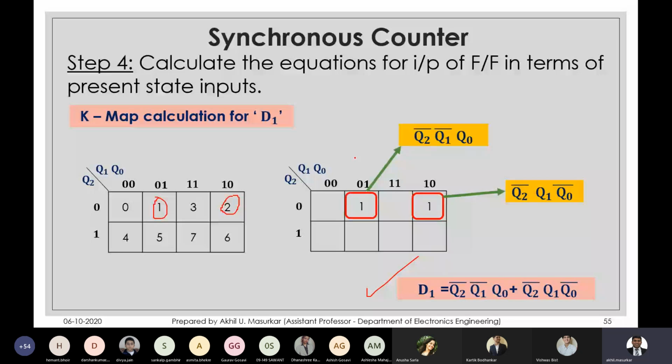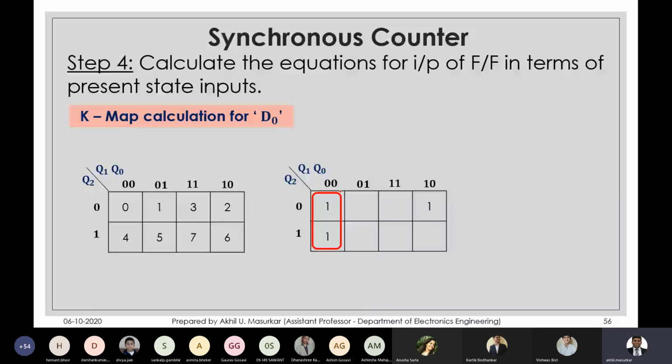D0. What will be D0? These are the places where D0 is 1. So you can see that you can have two pairs. One is like this, the second one is this way. So can somebody tell me what is D0? It should be Q1 bar Q0, and it should be Q2 bar Q0 bar. So that is this Q2 bar Q0 bar. This is Q1 bar Q0 bar, and that is Q0.